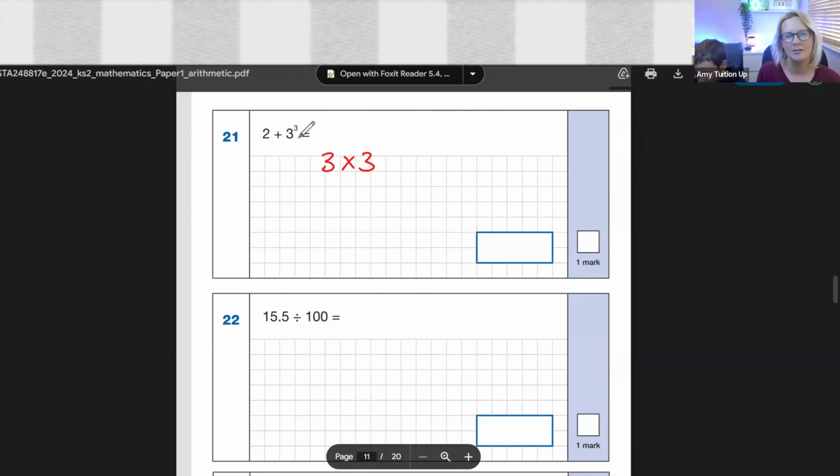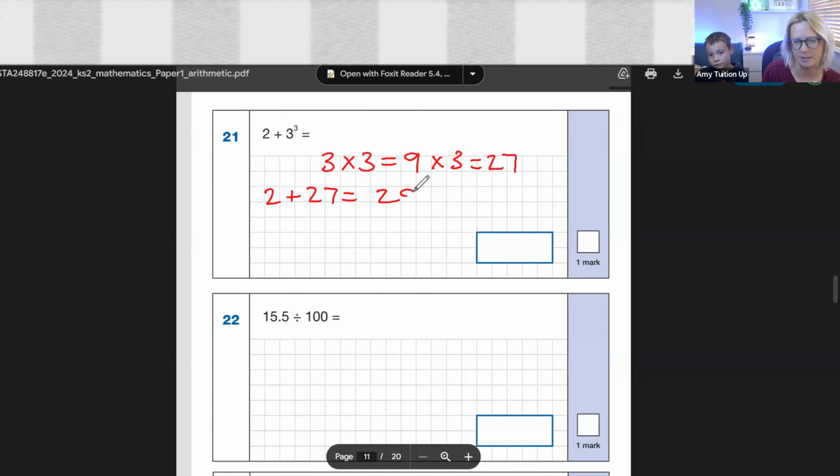Okay, so what we're going to do is cube this 3. So we're going to do 3 times 3 times 3, basically. So 3 times 3 is 9, and then the 9 times the 3 is 27. So this is actually 27. You wouldn't take the time to write it all out, really, because you could see straight away that it's 27. Okay, I'm going to do the next one, please.